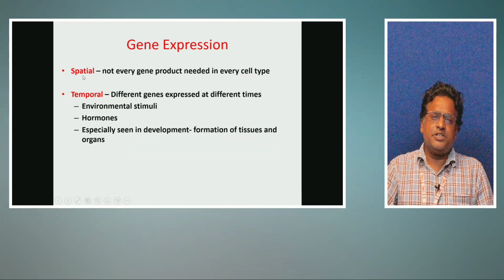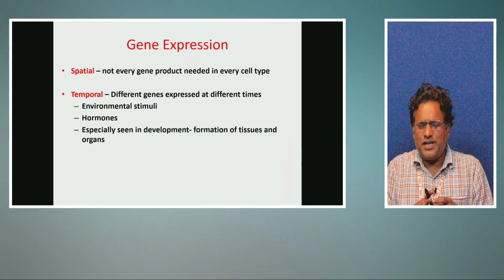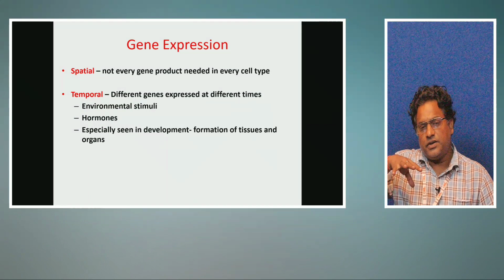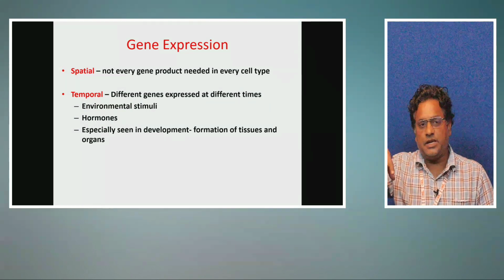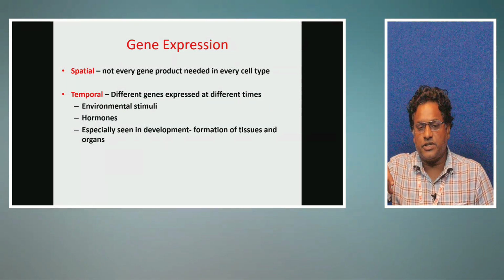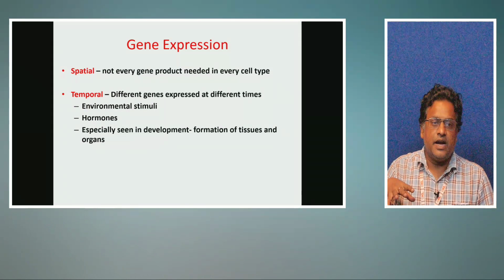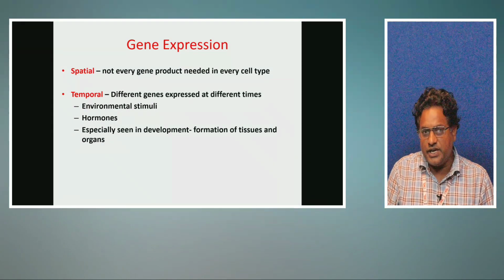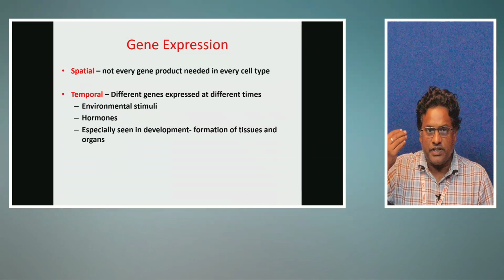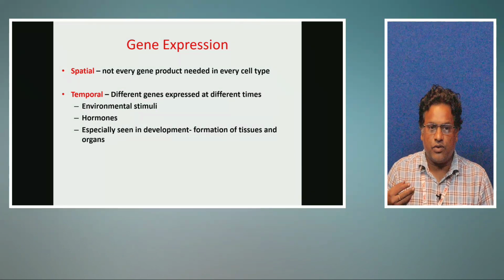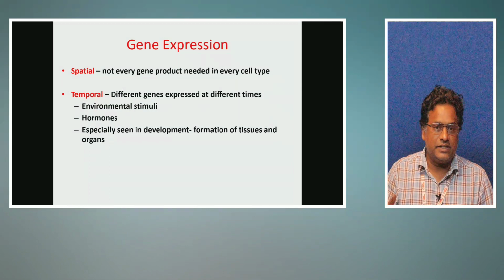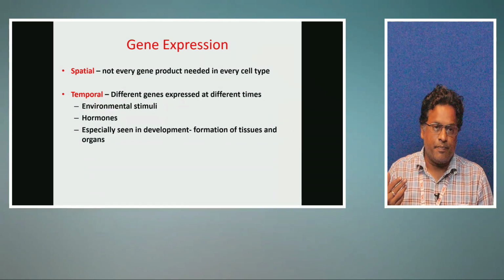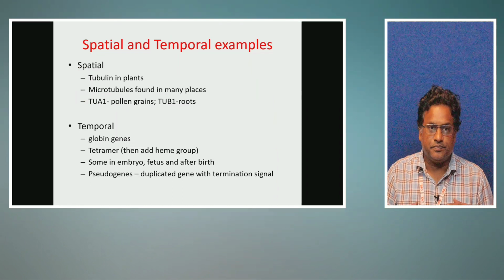So gene expression you can generally categorize in a very simple way as spatial and temporal. Spatial means which regions of the genome are expressed. Not every gene product is important in every cell type. And temporal means at which time the gene has to be expressed, whether in terms of environmental stimuli or hormones, or especially seen in the development and formation of tissues and organs, what you will find in Hox genes and Sox genes.